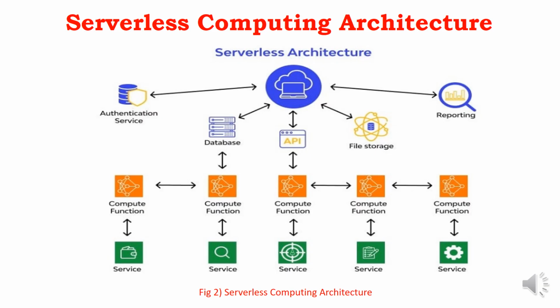Now, let me explain about serverless computing architecture. The serverless computing architecture contains five key features. They are authentication, database, API gateway, file storage, and reporting. Let me explain these features one by one. The first one is authentication.